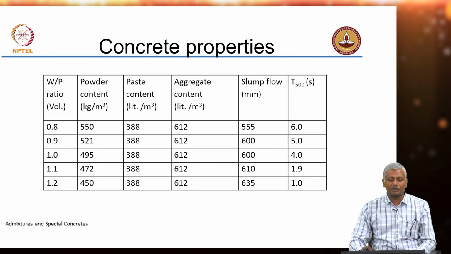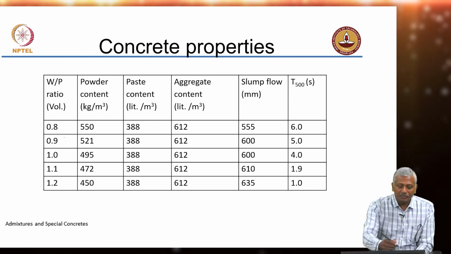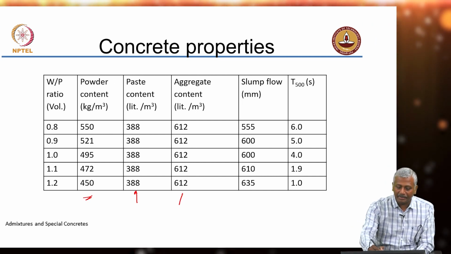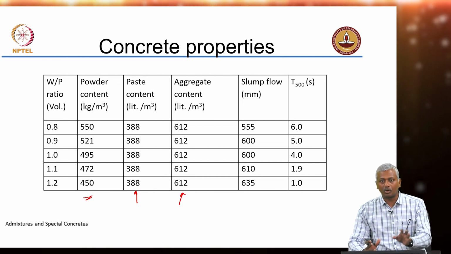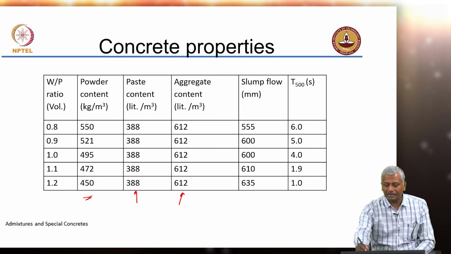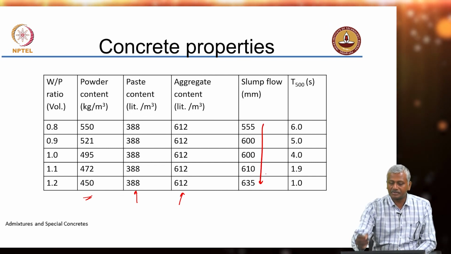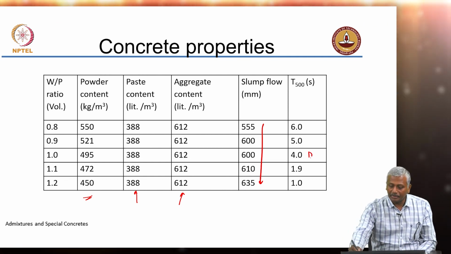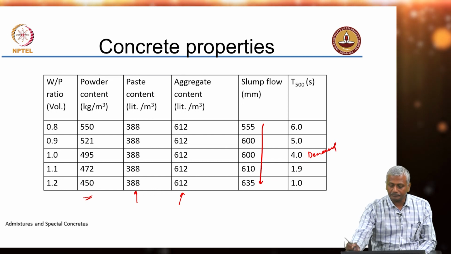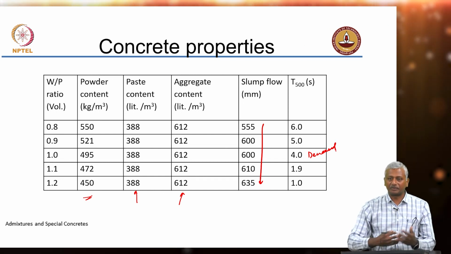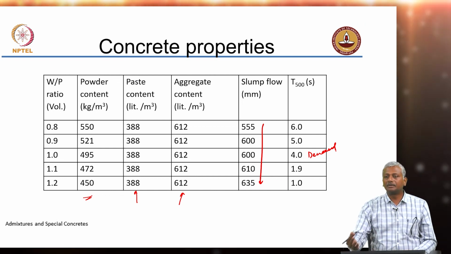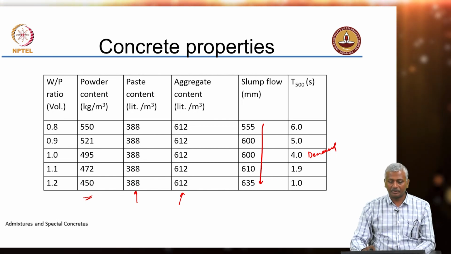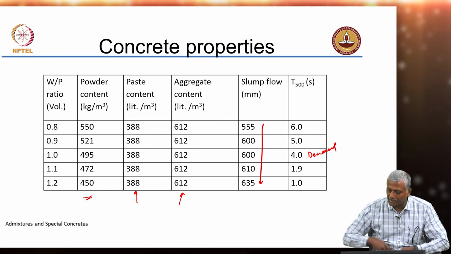So, here this is just presenting you the concrete properties that were achieved with all of these water powder ratios and different binder contents. So, paste content here and aggregate content were maintained constant for all of those water powder ratios, and you can see again that as the water powder ratio increased, the slump flow increased. The T500, which is a measure of viscosity of the system, decreased, right. As you can expect, more water, more slump flow, less viscous mix at the same paste and aggregate content, right. So, with that we stop and we come to the end of this chapter.